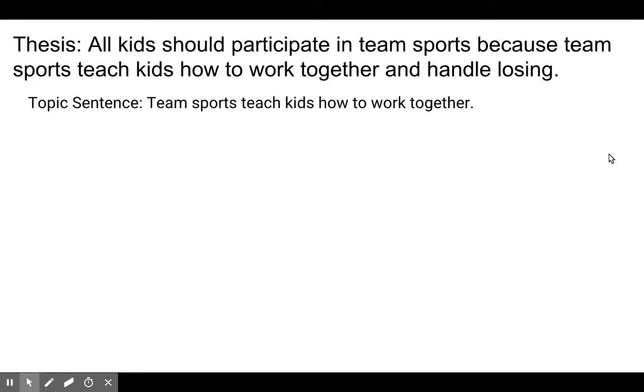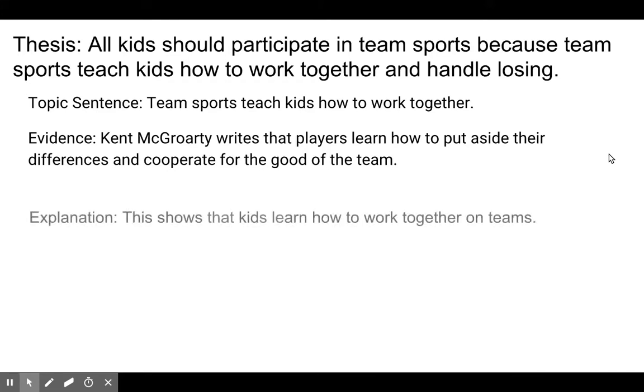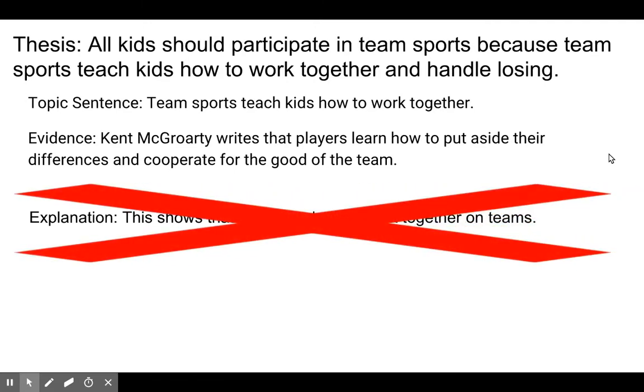So I need a piece of evidence that helps prove and support this topic. I found this evidence. Kit McGroarty writes that players learn how to put aside their differences and cooperate for the good of the team. Here's an example of an explanation. This shows that kids learn how to work together on teams. Wrong. That is just a simple restatement of the obvious. It does not demonstrate any sort of critical thinking skills. Let's see a good explanation.